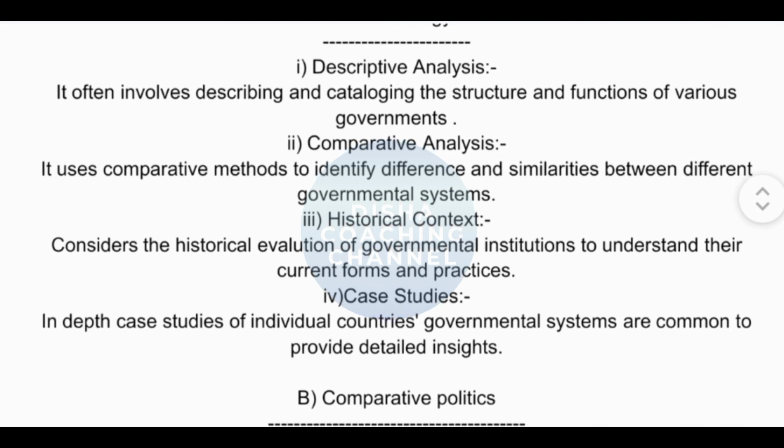Number 3. Historical context considers the historical evolution of government and institutions to understand their current forms and practices. Number 4. Case studies. In-depth case studies of individual countries' governmental systems are common to provide detailed insight.